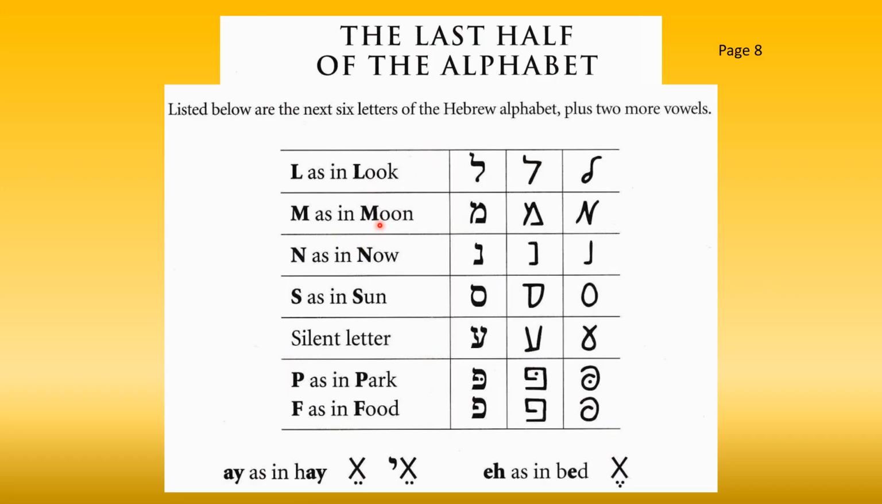Here's the last half of the Aleph Bet as we look at the Lamed, the Mem, the Nun, the Samech, the Ayin, the Pei, and Fe. And the vowels, we have the Tsere, the AY, A as in hey sound, and the same with the full vowel with the letter, a consonant, also pronounced hey, AY as in hey. And then also the Segol, the eh as in bed.